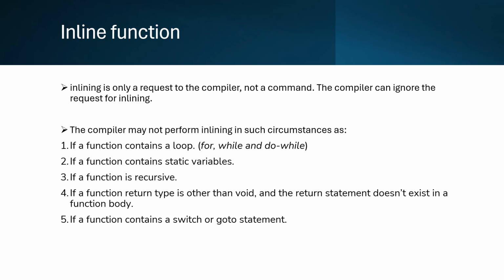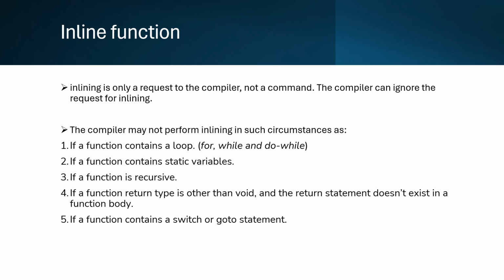In what circumstances will the compiler not use the inline function? Suppose in looping statements like for, while, do while, this can't be used. An inline function cannot be used if the function contains static variables, or if functions are recursive, or if the return type is other than void and the return statement does not exist in the function body. If your function contains a switch or goto statement, inline functions cannot be used in all these cases.